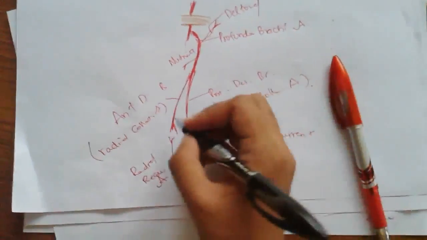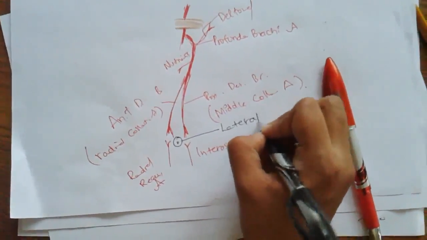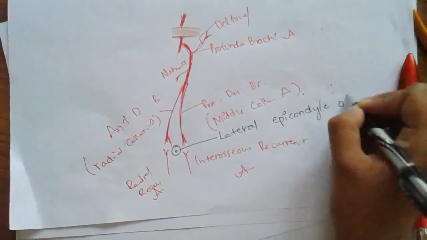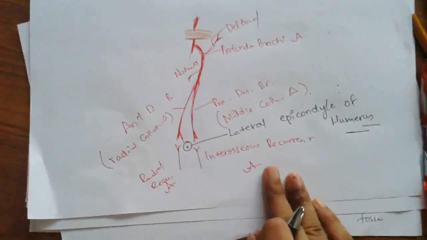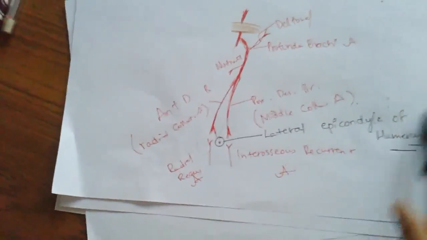So now, where does this anastomosis take place? It anastomoses around the lateral epicondyle of humerus. Now you'll be learning about the anastomosis around elbow joint, then you'll understand this. This is lateral epicondyle of humerus. So this is anterior and this is posterior. Okay, now let us learn.